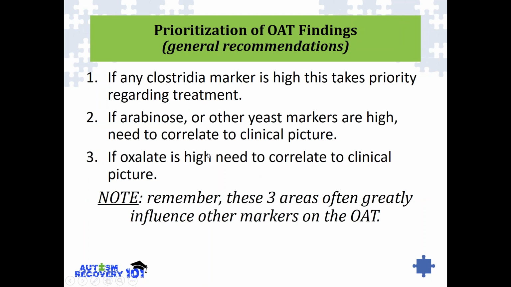Okay, so with that, the prioritization of the organic acid test really kind of breaks down. If Clostridium markers are high, so that HPHPA and/or the 4-cresol is high, that really is a priority in my experience. That needs to be dealt with. Those bacterial markers need to be dealt with before you'll see much success in implementing other interventions off the organic acid test.